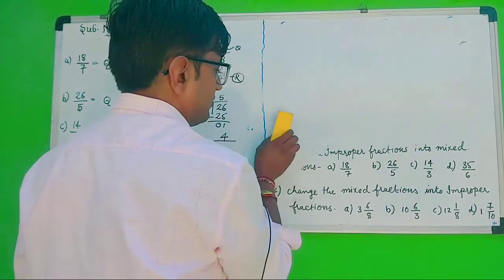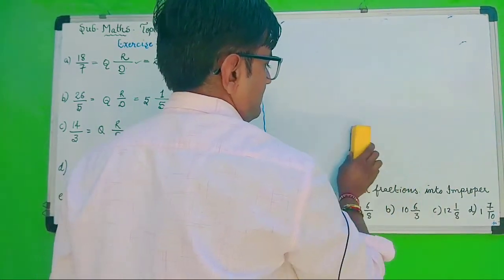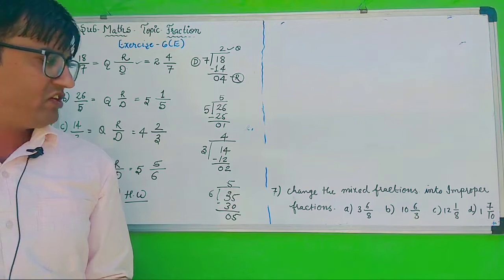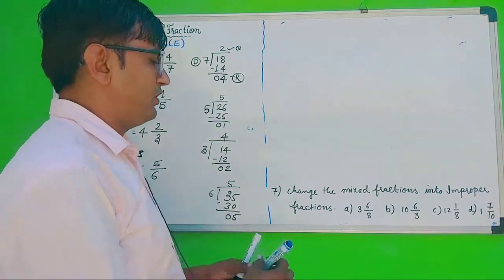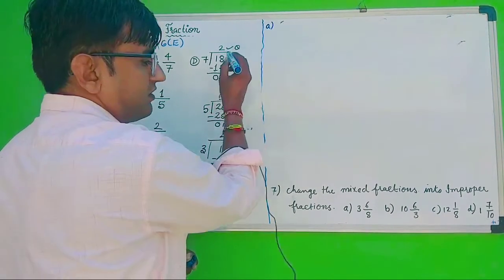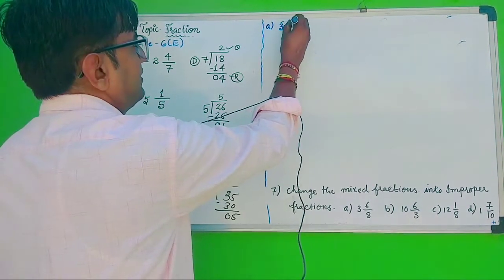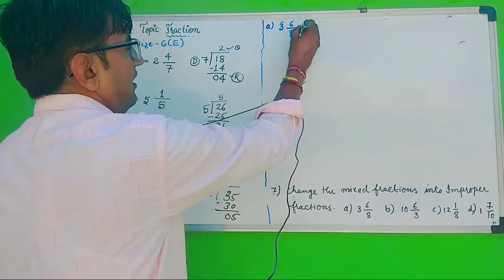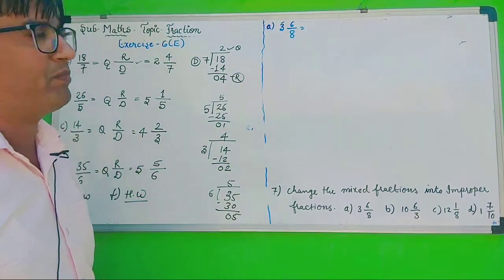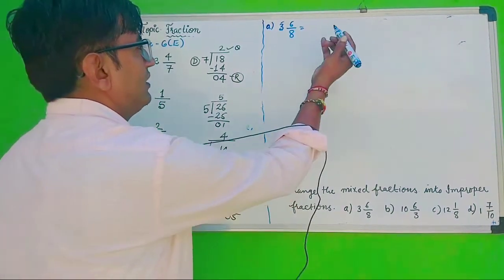I will rub this one also. Then change mixed fraction into improper fraction. First one, A: 3 6 by 8. Here mixed fraction is given and we have to convert into improper fraction. So what, children, you have to do?